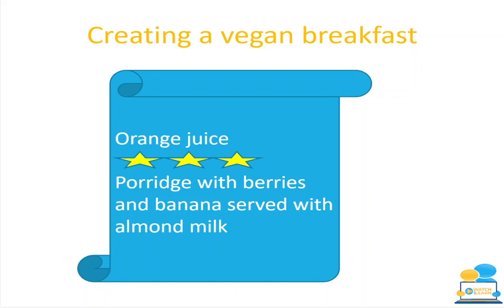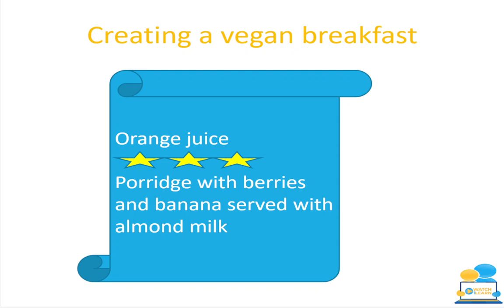If you said porridge with berries and bananas, you still wouldn't get full marks. Now, you get more marks than just porridge, but if you said porridge with berries and bananas served with almond milk, you would get full marks, because you need to be exactly specific, thinking when you are eating out in a restaurant or a cafe.